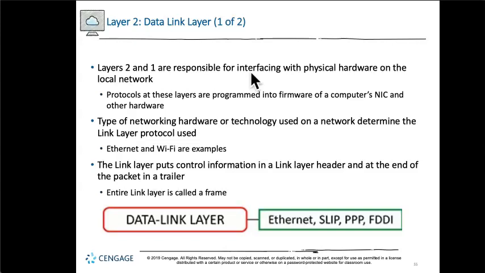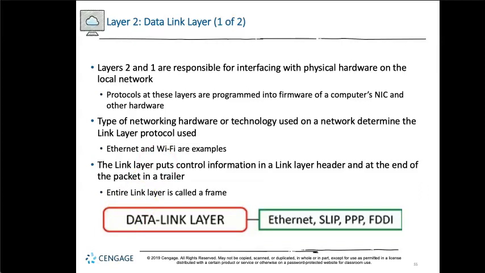So layer 2 is in charge of accessing the hardware, right? Now, what kind of hardware it's going to access, as I said, well, it depends. For example, if it's wired, connected with a wire, then we're talking about a Cat5 cable, that will be Ethernet, right? And if it's going to connect through the air, then it's going to be Wi-Fi. So the protocol that the data link layer is going to use will depend on the kind of hardware that it's going to try to access, okay?